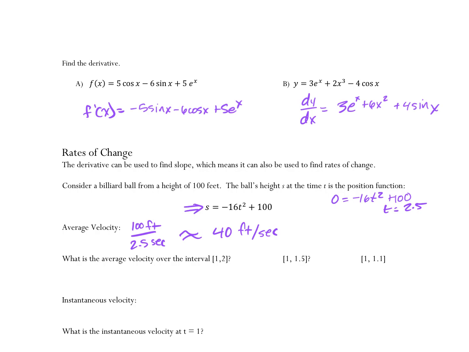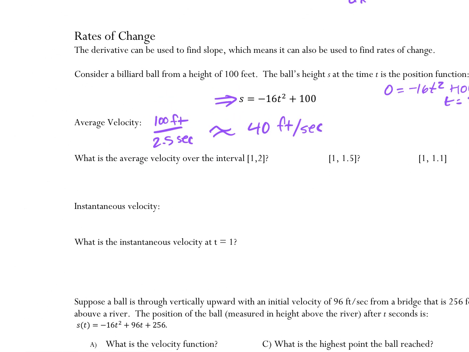Okay, so could we find the average velocity in between 1 second and 2 seconds? Well, what is S of 1? What is S of 2? And I think we get 84 and 36. But if you guys wanted to double check that arithmetic, that seems like a smart thing to do.